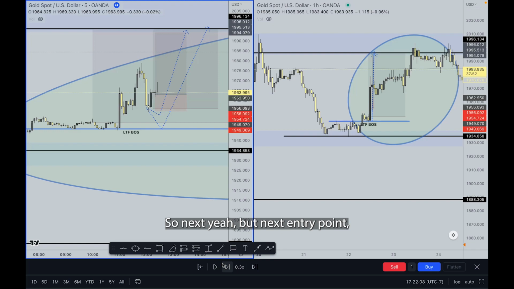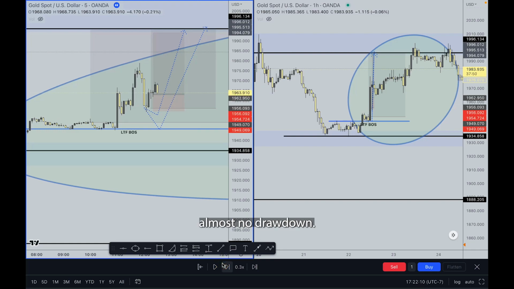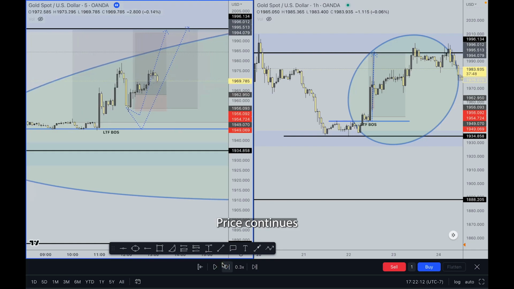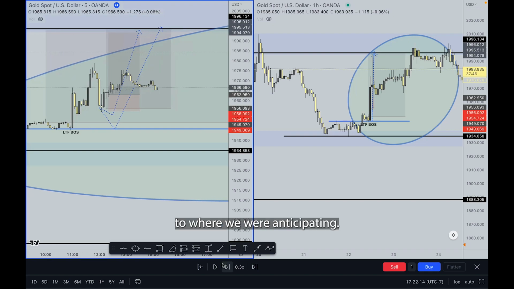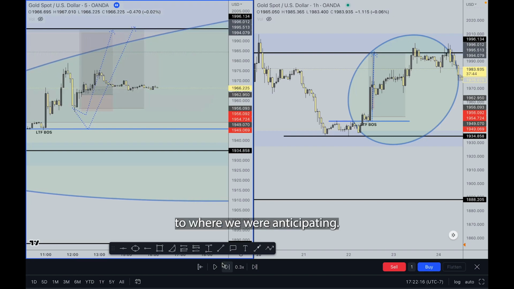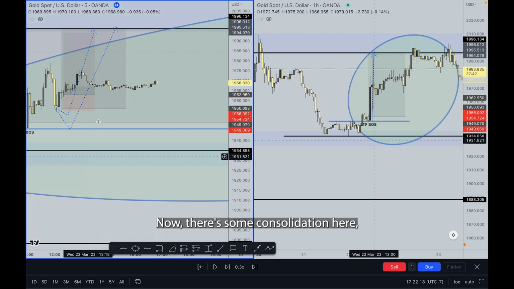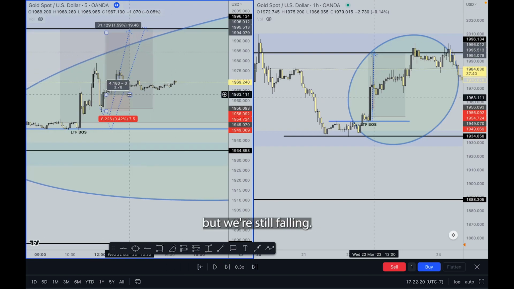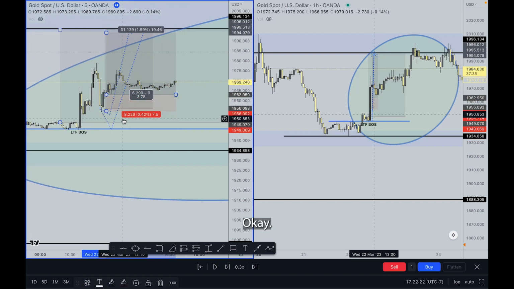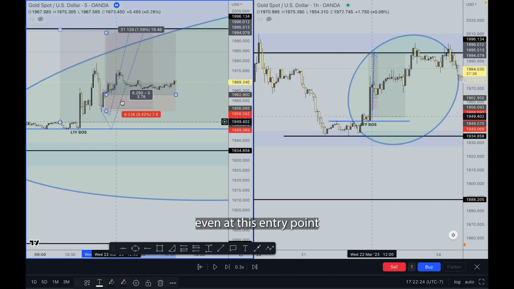So next, you have that next entry point, almost no drawdown, and guess what? Price continues all the way up to where we were anticipating. Now there's some consolidation here. It's moving a bit sideways, but we're still fine. Okay, our first entry down here, break even at this entry point, just floating around.